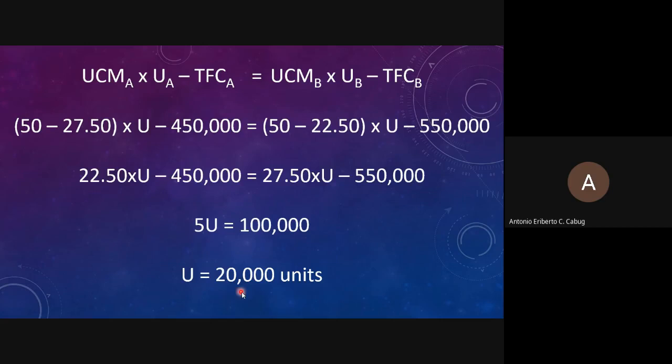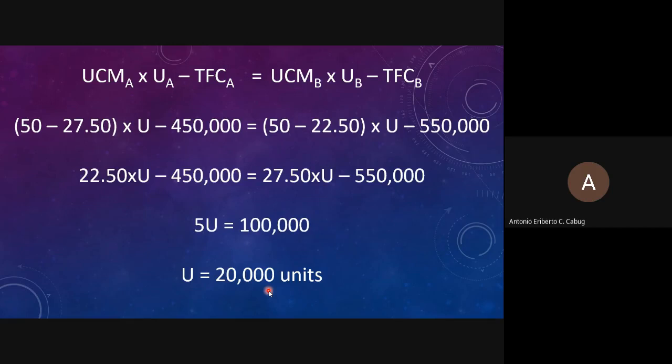2250 times 20K, that's 450 minus 450, 0. 2750 times 20K is 550. 550 minus 550K, that would give you 0. So, at 20,000 units, you will have the same profit for both the original cost structure and the new cost structure. And what is that profit? The profit is 0. Okay?